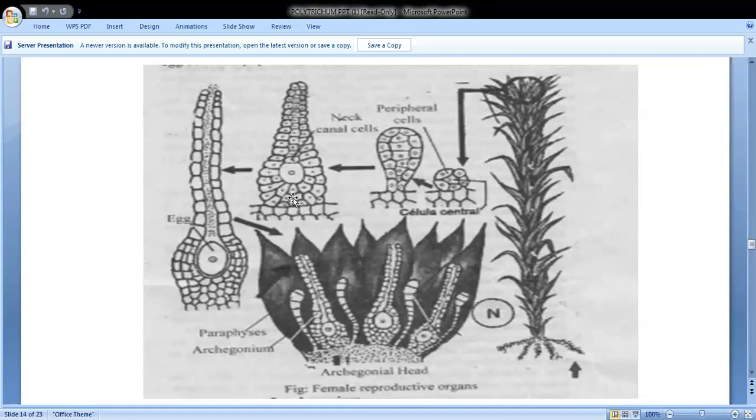The venter is of a broad globose form with 1 venter canal cell and 1 egg cell. See here, this is the venter canal cell. This is the egg cell. These are the neck canal cells. Each archegonium develops from a single cell, the archegonial initial. After the development of archegonia, the primary venter canal cell divides to develop into the venter canal cell and 1 egg cell.